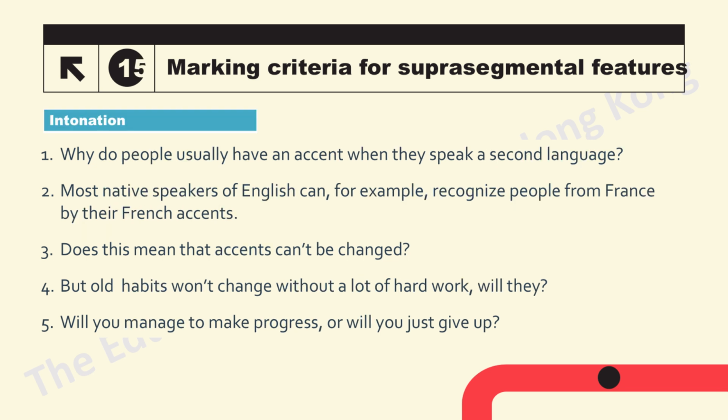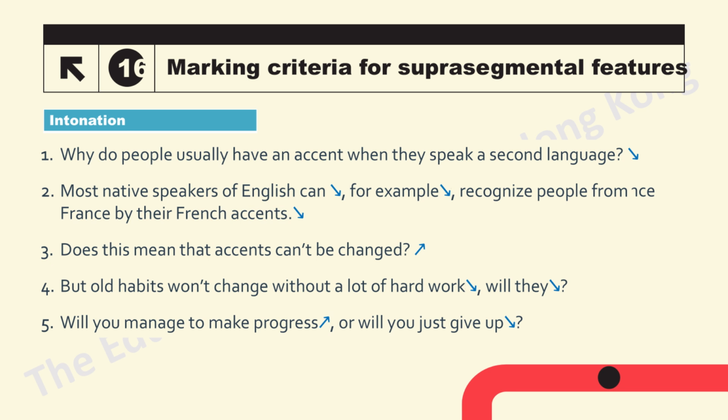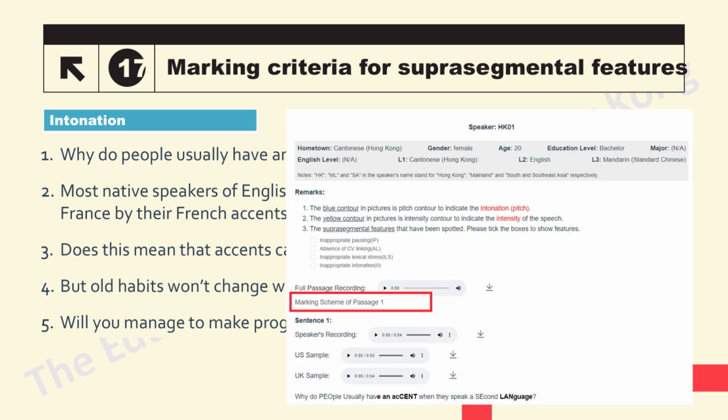Let's move on to intonation. You might notice that the 5 sentences are of different types. What intonation patterns would you use for these sentences? Here are the suggested intonation patterns. You can access the marking scheme on each speaker's data page for passage 1.